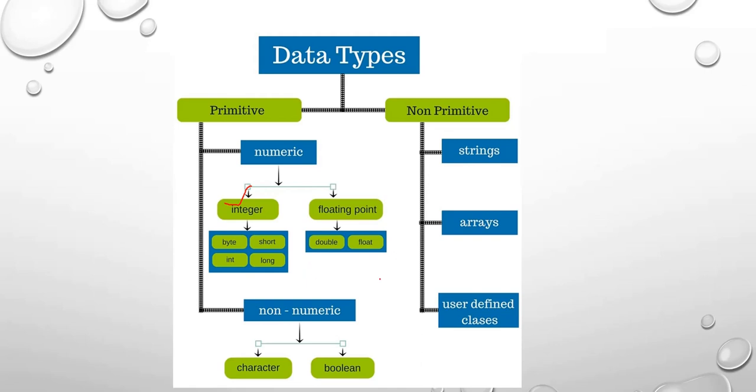And non-numeric is defined with a character and a boolean value. And coming to the non-primitive data types, strings, arrays, and user-defined classes fall under the category of non-primitive data types. Special features, we will be discussing in our further classes. And this is about the data types that we use in Java programming.